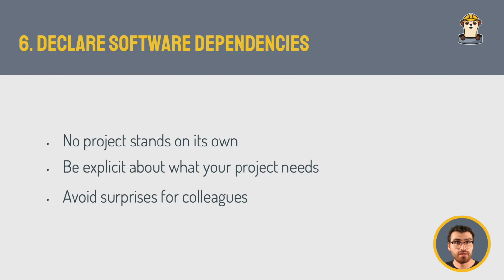Number 6. Declare software dependencies. Data science projects usually depend on third-party packages, things like NumPy, Pandas, scikit-learn, and several others. Failing to specify which packages your code depends on will cause trouble to any new collaborator. It is a great practice to document all the dependencies so that anyone can quickly get started. In Python, you can achieve this via a requirements.txt file.